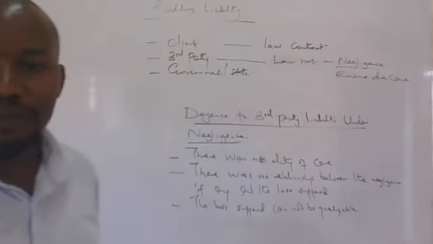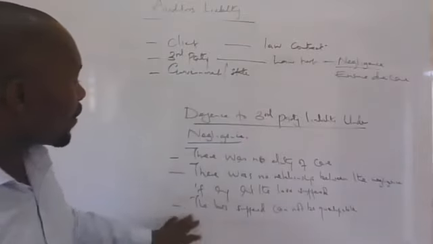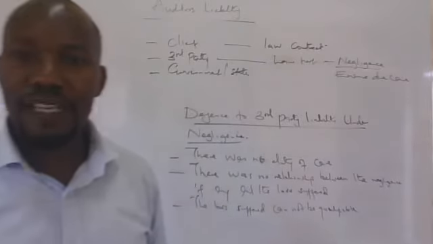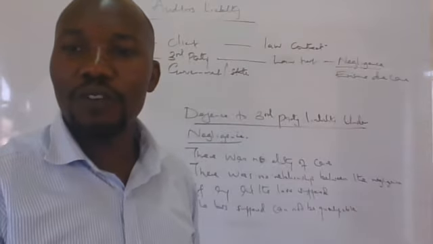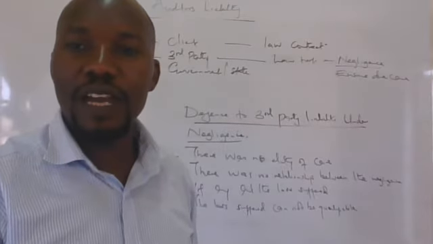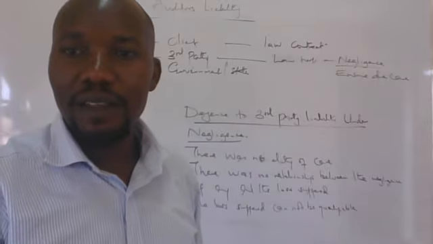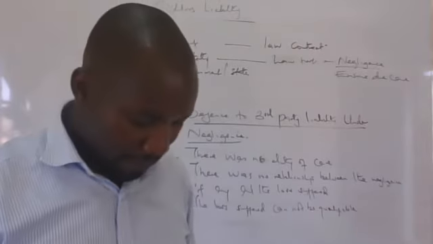Then the next one, the loss suffered cannot be quantifiable. He cannot measure and tell you how much to be compensated. He cannot tell you exactly how much he suffered. That is also another one.